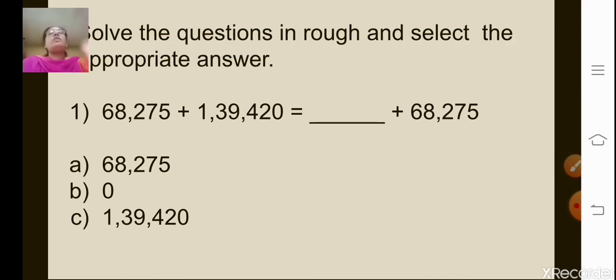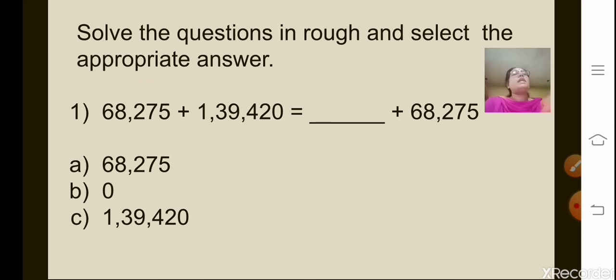Now here what you have to do is, the questions are given. You have to solve the questions in rough. Okay, you don't have to do anything here. You just have to solve the questions in rough paper or in your rough book. And from the options given, you have to select the appropriate or the correct answer. Now see the first one.